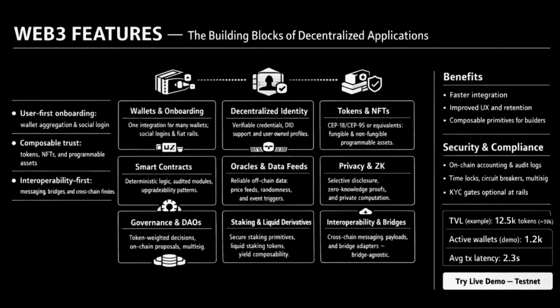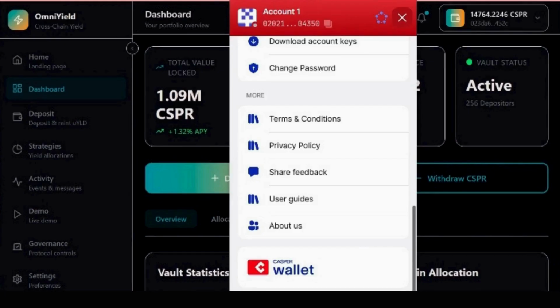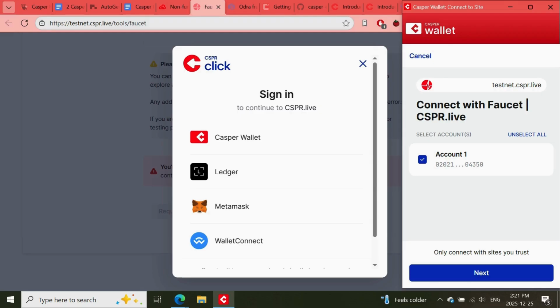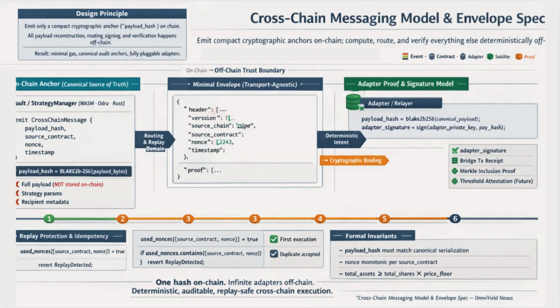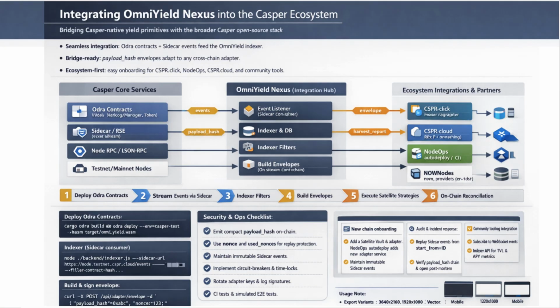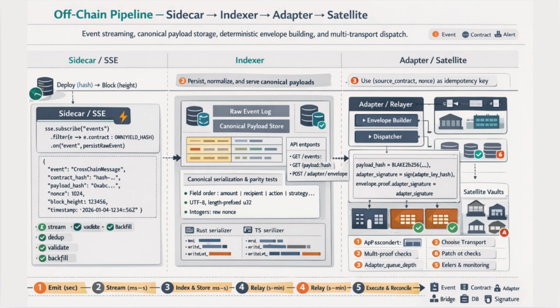Our solution is OmniYield Nexus, a Casper native coordination hub that turns a single deposit into a diversified, cross-chain yield exposure. Users deposit CSPR into a secure Casper vault and receive a CEP18 synthetic token, OmniYield, that represents a share of an auto-rebalanced portfolio across chains.